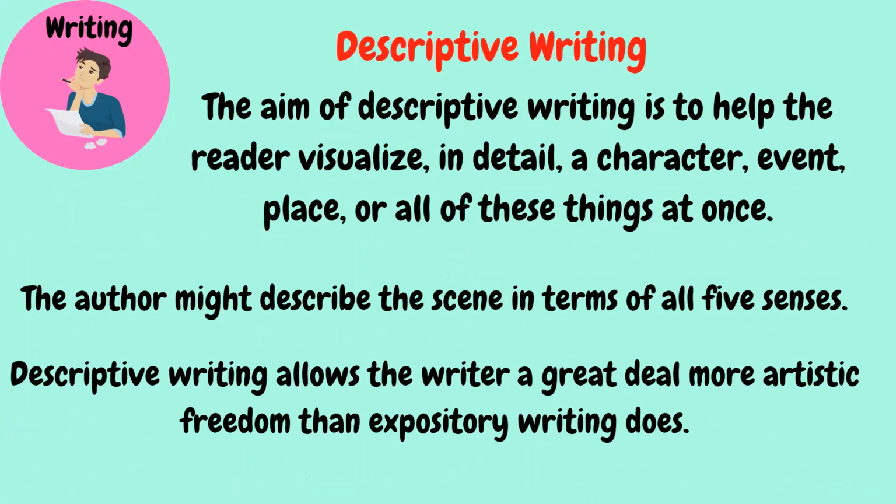Next, we have descriptive writing. The aim of descriptive writing is to help the reader visualize in detail a character, event, place, or all of these things at once. The author might describe the scene in terms of all 5 senses. Descriptive writing allows the writer a great deal more artistic freedom than expository writing does.